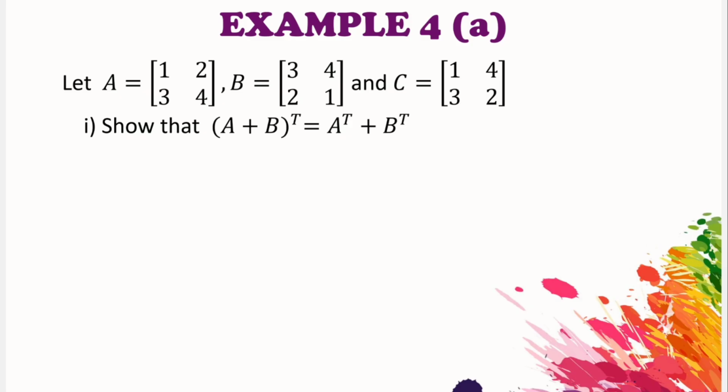Let A be the matrix 1, 2, 3, 4, B be 3, 4, 2, 1, and C be 1, 4, 3, 2. All of these matrices are 2 by 2 matrices. The first property states that (A plus B) transpose will be equal to A transpose plus B transpose. We are going to show this by finding the left hand side and the right hand side and checking whether they give the same results or not.